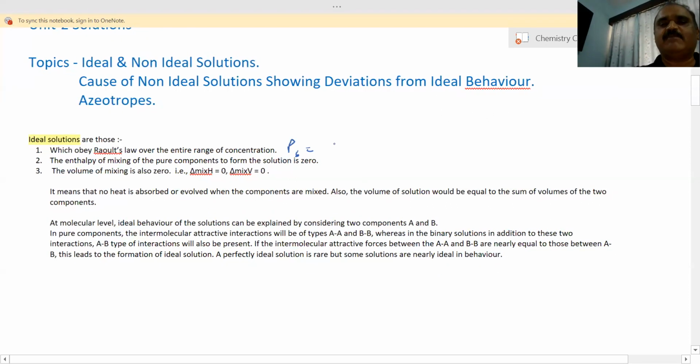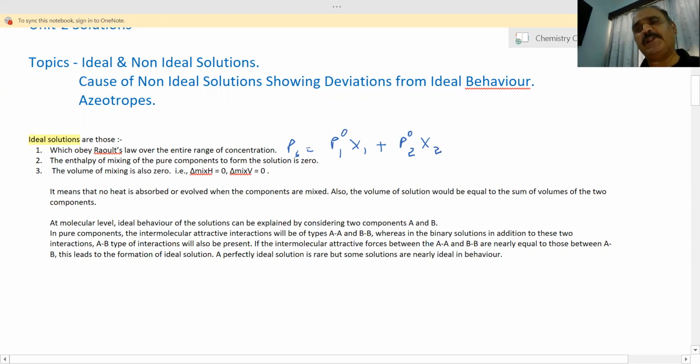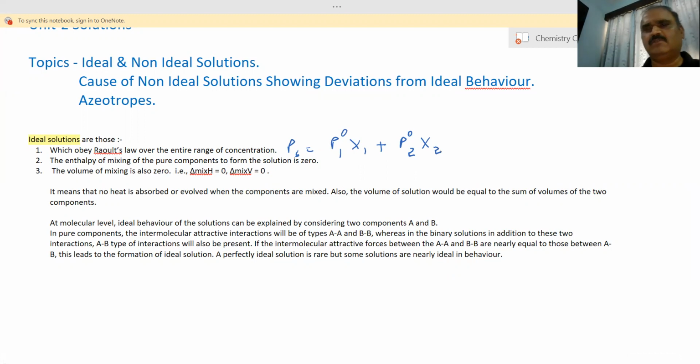vapor pressure of component A and vapor pressure of component 2, component 1 and component 2. Some books describe as component A and B, whereas some as component 1 and 2. So all or anything you can take.